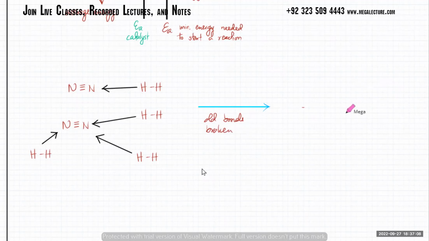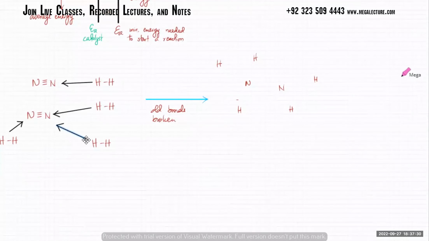And when old bonds are broken, that was the difficult part. So you're left with N atoms and H atoms. During the collision, the molecules split up. And now, obviously, what can happen is that new bonds can be formed. Once these bonds are broken, the next step is that new bonds are going to be formed, and that is bond formation. That's your easy part. The first part is the difficult part.